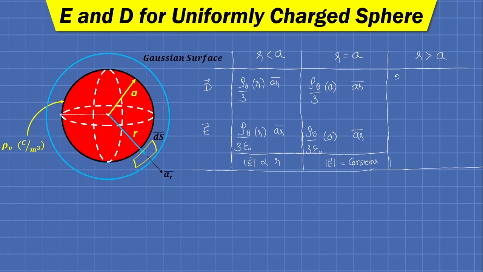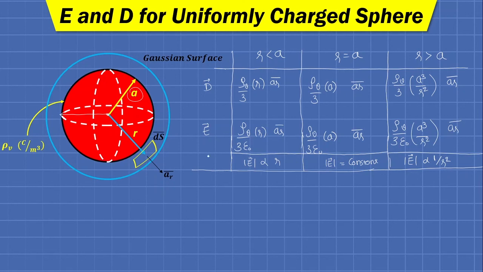Now for the outside, we have rho v upon 3 a cube upon r square a_r bar, and the equation for E bar was rho v upon 3 epsilon naught a cube upon r square a_r bar. Now in this third column, rho v is constant, 3 is also constant, a cube is also constant, because here a is constant, so its cube will be constant. The only variable is r square. So we can write that the modulus of intensity is inversely proportional to the square of distance.